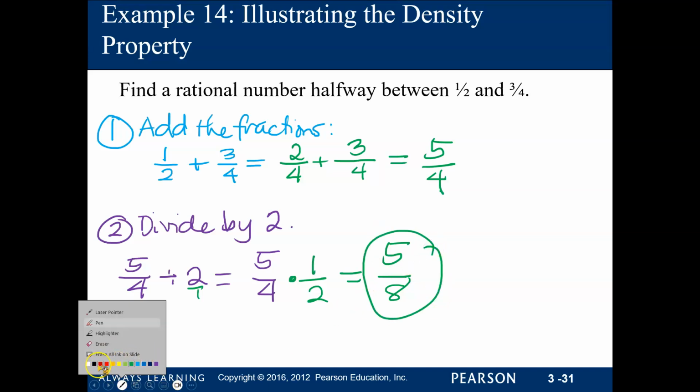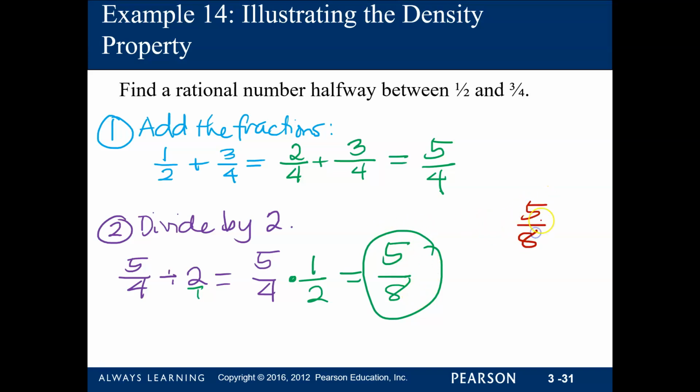So what does this mean? 5 over 8 is exactly right in the middle of our fractions 1/2 and 3 over 4. Between 1/2 and 3 over 4, 3 over 4 is bigger. So right in between those two is what we call 5 over 8.